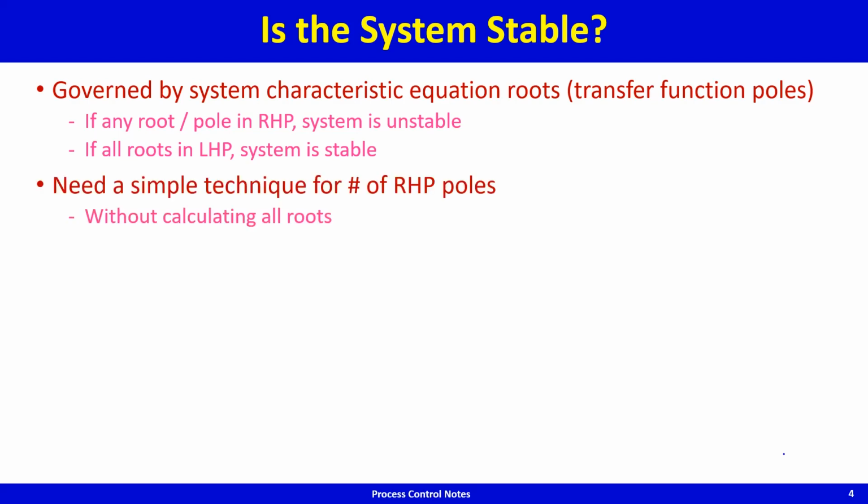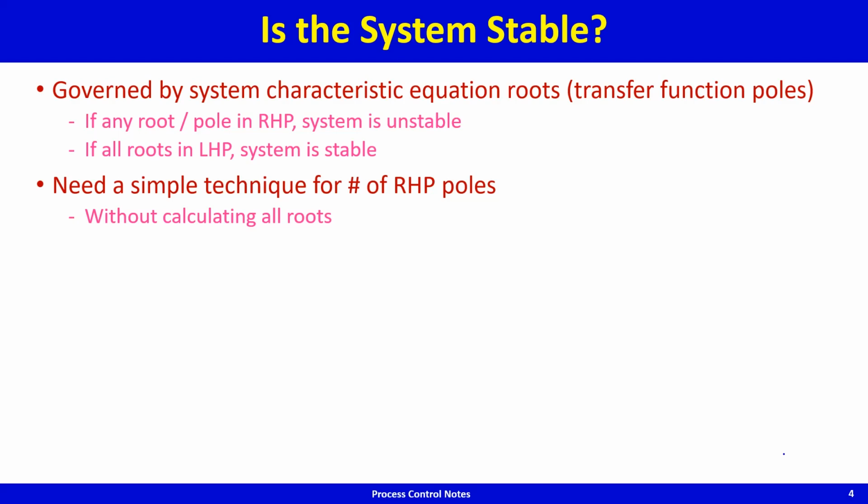Now we need a simple technique for finding how many right half plane poles there are for a dynamic system, and the dynamic system could be, for example, 10th order. And we want to do this without calculating all the roots, even though there is a MATLAB command called roots. You give the coefficients of the polynomial and MATLAB will calculate all the roots in the blink of an eye, and then you can plot them on the S plane, the pole zero map, and see which ones are in the left half plane, which ones are in the right half plane, and if any one of them is in the right half plane, you got an unstable system.